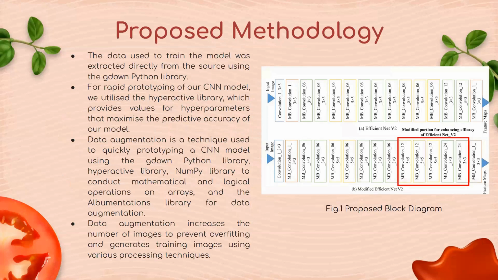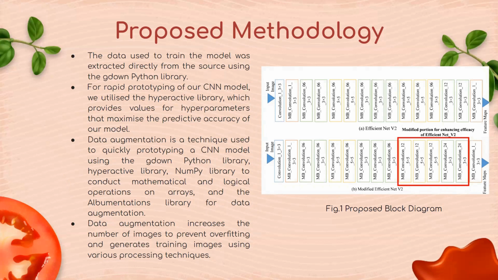Now moving on to the proposed methodology. Using the Jira Python library, the data used to train the model was taken straight from the source. We use the hyperactive library, offering values for hyperparameters that maximize the model's predictive accuracy for quick prototyping of the CNN model. And using the Jira Python library, the hyperactive library, and NumPy to perform mathematical and logical operations on arrays, we made implementations for data augmentation, which is a technique for quickly creating a CNN model.